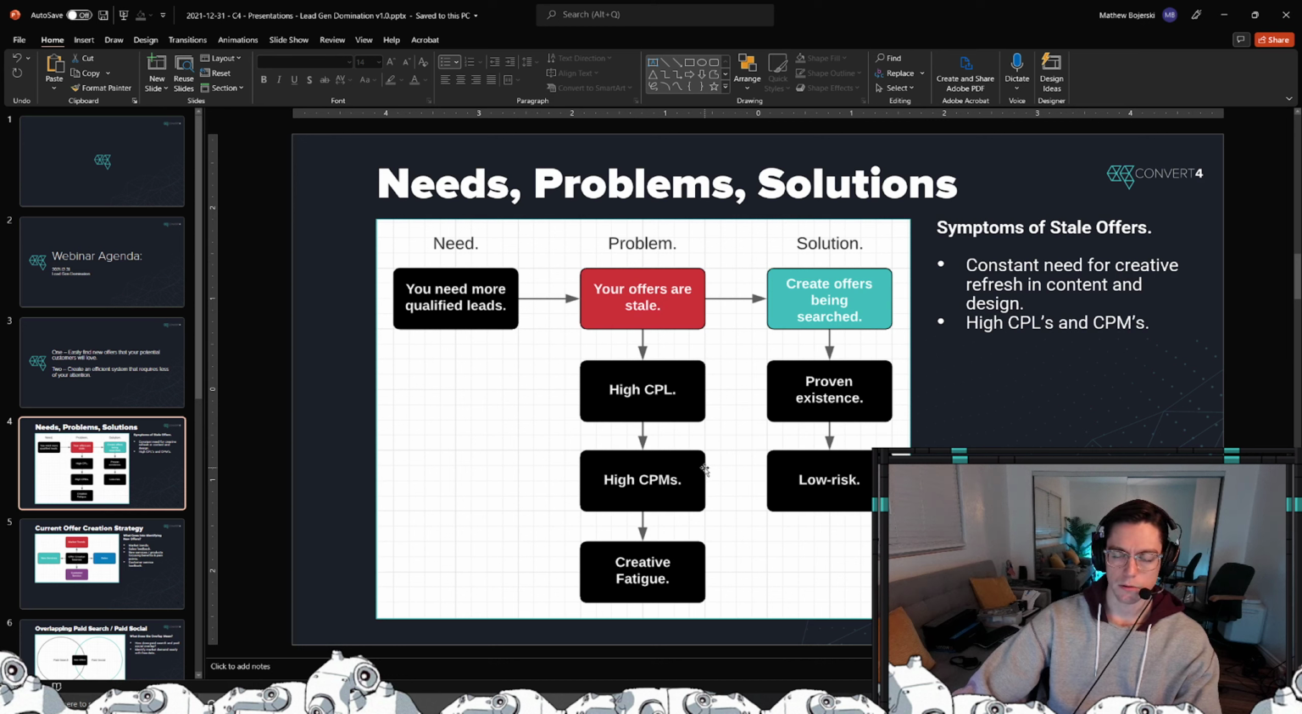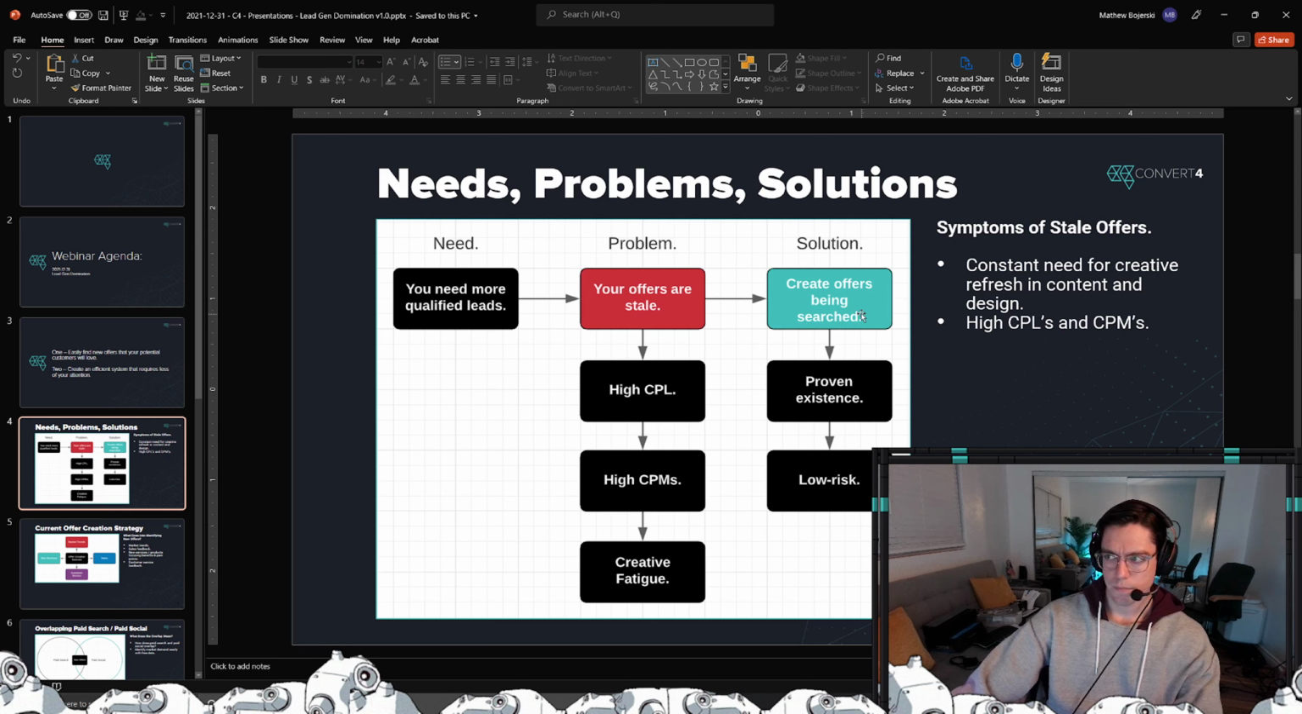Your CPMs are probably high as well because you're probably running the same offers month in and month out. Maybe you're hearing from your market that the offer that they just downloaded was from 2 years ago. That's going to cause an increase in CPMs, and that's also going to cause an increase in creative fatigue, which is going to drive up your CPLs, drive up your CPMs, drive up your CPCs. All of those important metrics that go into a successful paid media campaign are going to continually rise the longer your offers are stale. It also depends on how much you're spending, but for the most part, that's what happens.